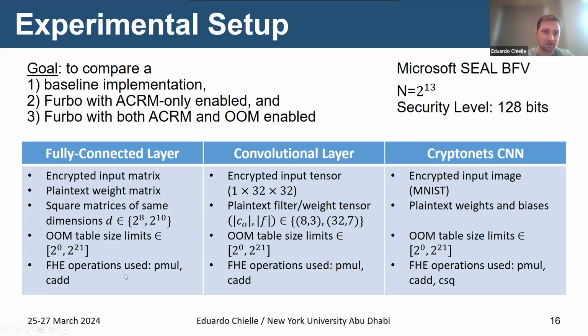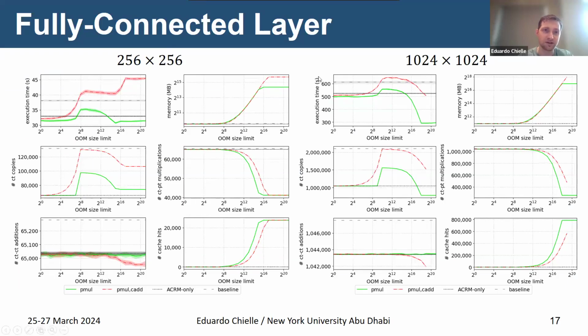We test for different table sizes. And as a note here, the homomorphic operations used in fully connected layers and convolutional layers are ciphertext-plaintext multiplication and ciphertext addition. And in the case of the CNN, we have an extra operation, ciphertext squaring, that's used in the activation function. So here first we have the results for the fully connected layers.